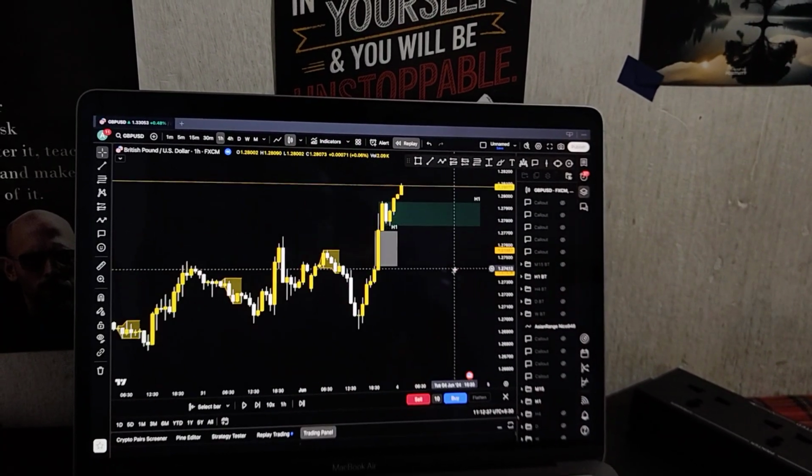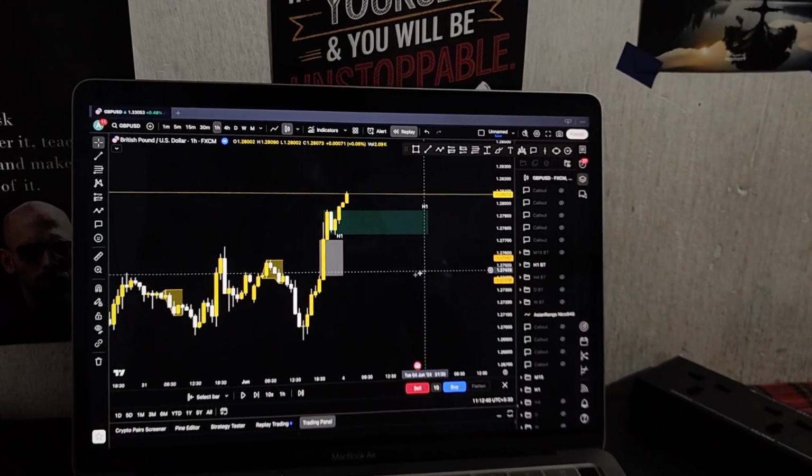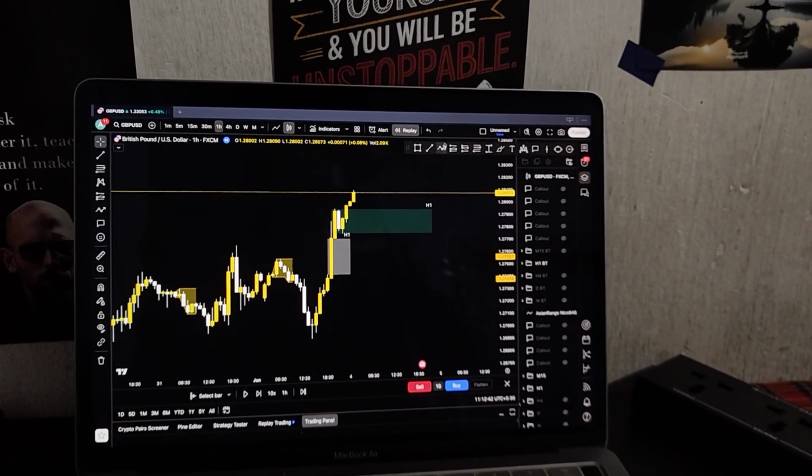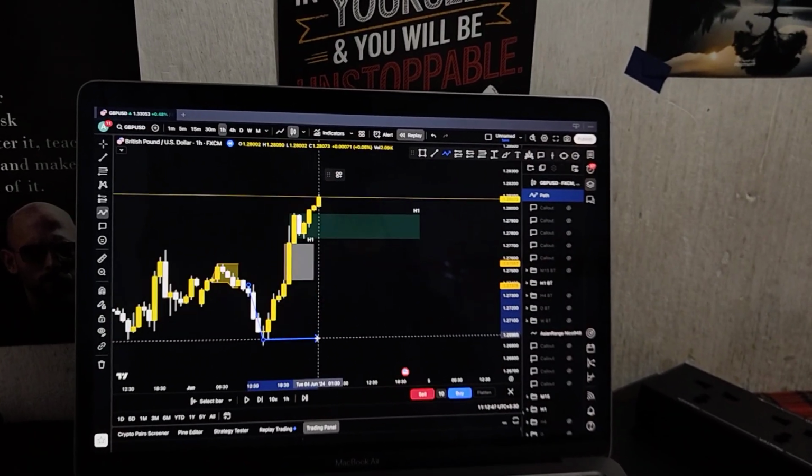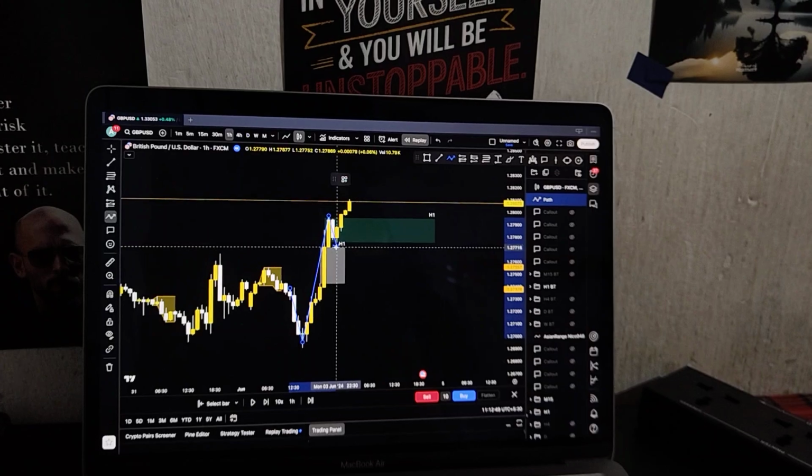So then I marked this H1 demand. Obviously if I am looking for buys, I will have to look for demand zones. So this was the H1 change of character. I don't know why I didn't mark it. I believe because I marked it on the 4-hourly, that's why I didn't mark it on the hourly.